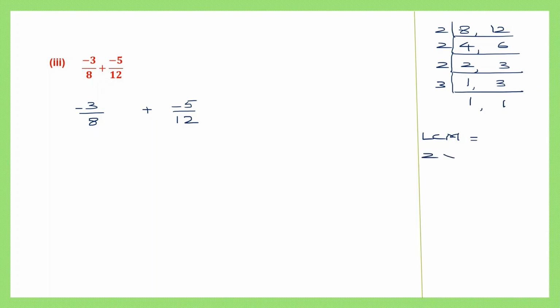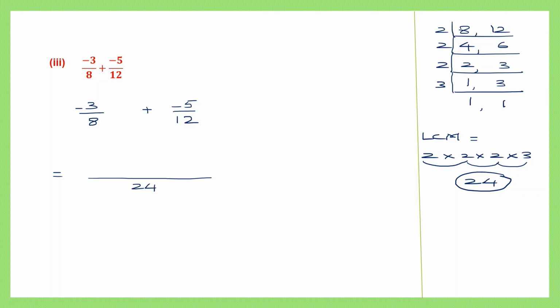So we can now find our LCM. Let's multiply 2 into 2 into 2 and 3. 2 twos are 4, 4 twos are 8, 8 threes are 24. So the LCM here is 24. So let's use that as the common denominator here.